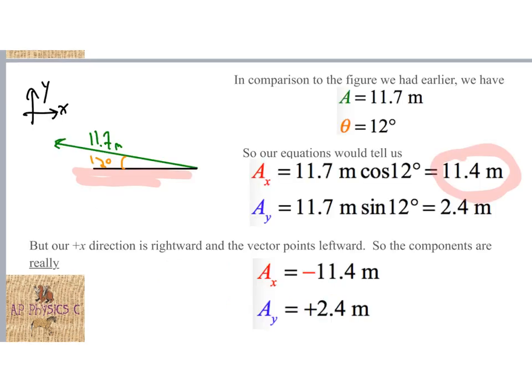All right, and when we look here, according to the figure we had before, we can say that A would be 11.7, and theta would be 12.